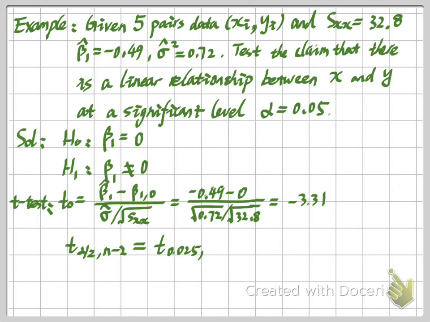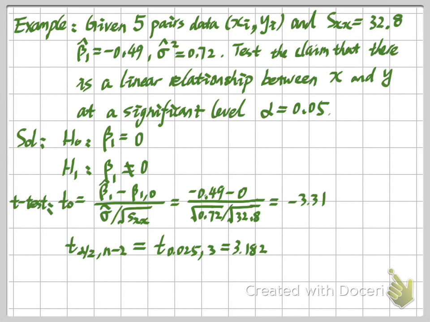And then, because in the original question they said this is a data set of five pairs of data, the value of n should equal 5. So we have 5 minus 2, which is 3. Now we use the t table to find the value of t at the significance value 0.025 with degrees of freedom equal to 3. By the t table, the value is 3.182. Okay, so this is our critical value.